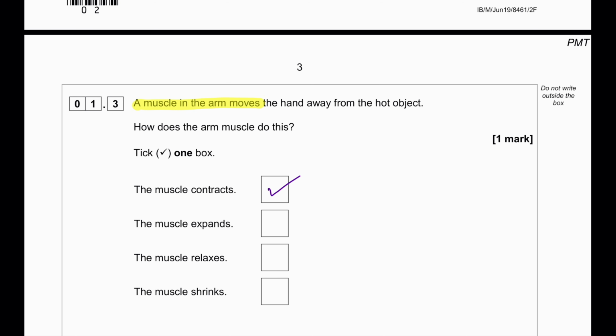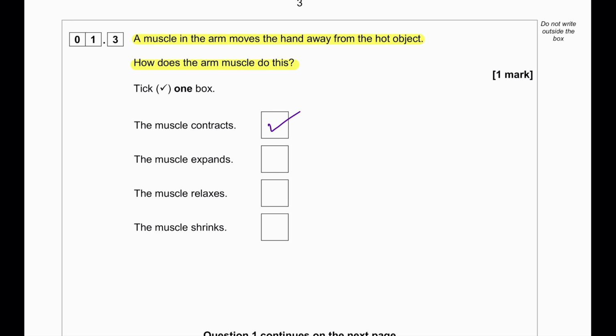A muscle in the arm moves the hand away from the hot object. How does the arm muscle do this? Obviously the arm muscle has contracted. When a particular muscle contracts, it moves away and performs a particular task. The next options are not correct because they say it relaxes, the muscle shrinks or expands. When a muscle contracts, it pulls.